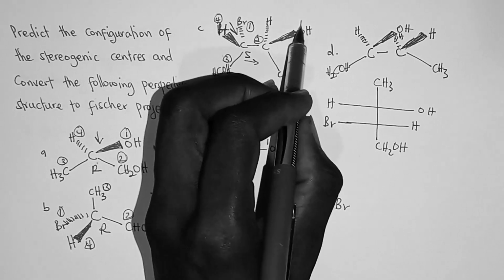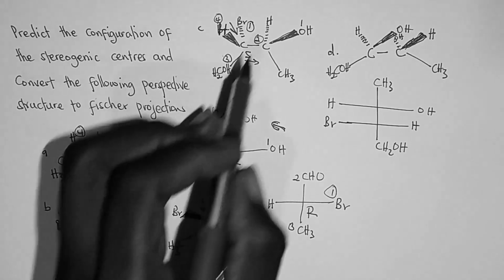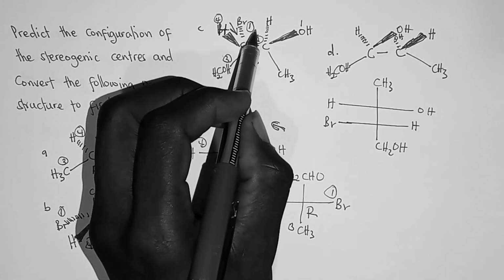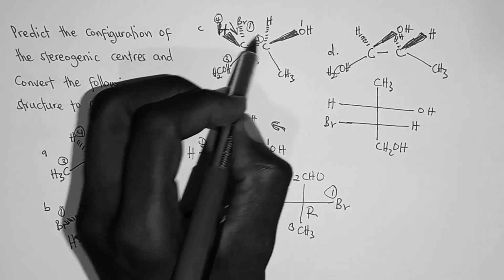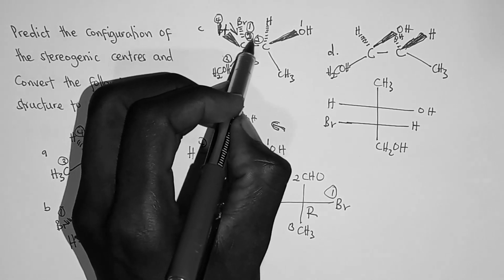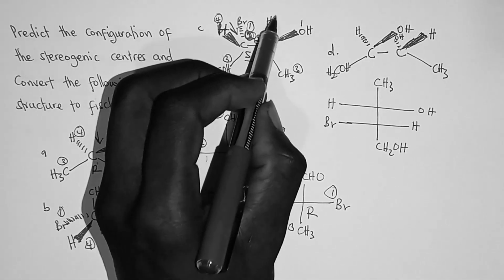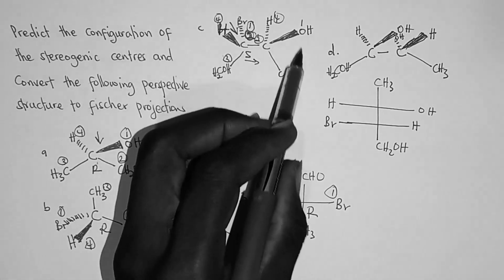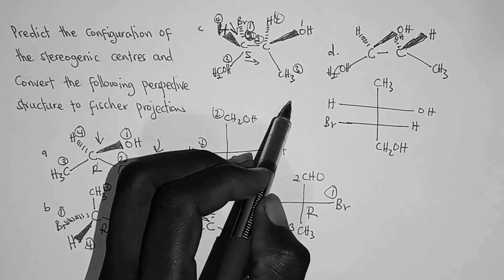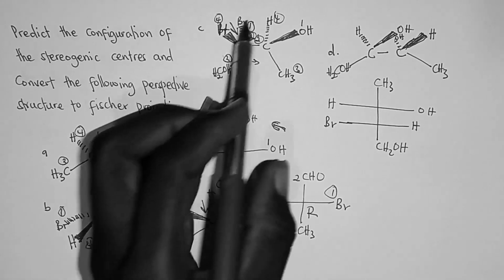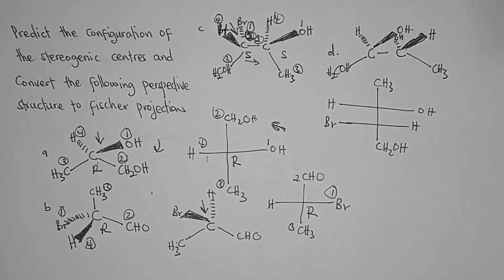Let's determine configuration here. This is 1, and then this is 2. This is 2, so the 2 is already here. Let me write the 2 here. So we have a 2 here, and then this is 3, and then the proton is 4. So it is going in the anti-clockwise direction, and the proton is already on the dash bond. So this is also an S configuration.